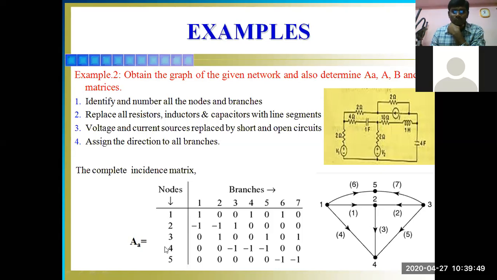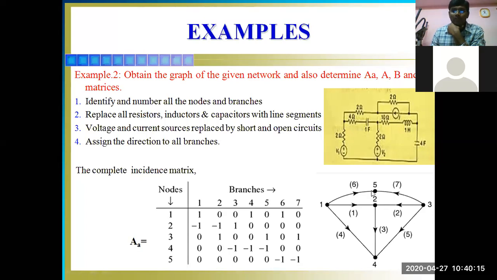Whereas coming to node 4, branches 3, 4, 5, these 3 are connected. All these 3 are entering into node 4. 3 is entering, 4 is entering, 5 is also entering. For 3, 4, 5, it is minus 1. Remaining all are 0.